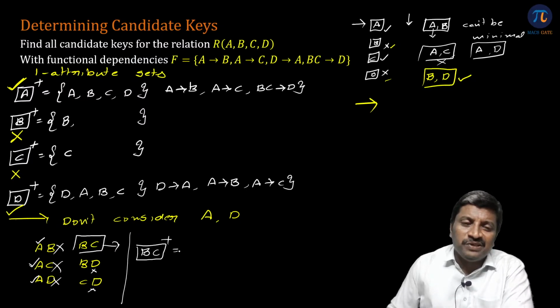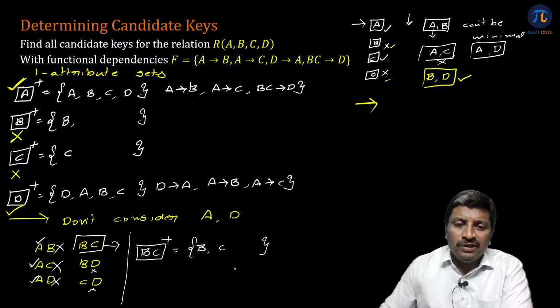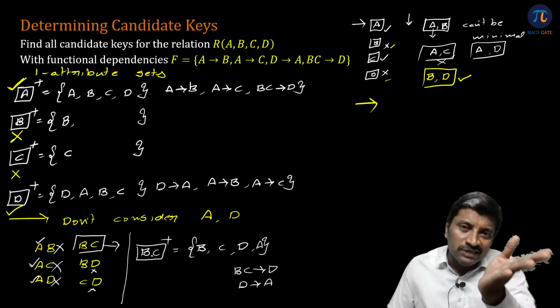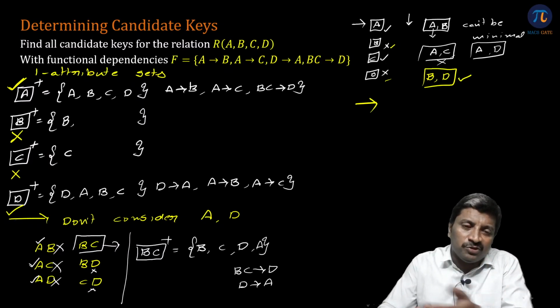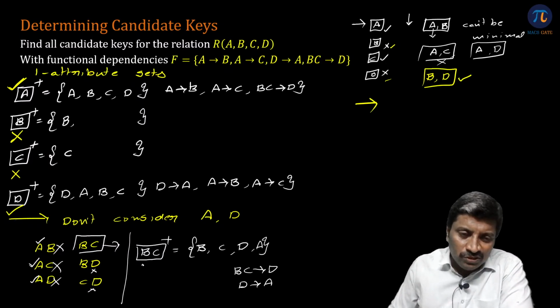What is the closure of BC? B comma C I can get. Anything else? Yes, of course. With BC I can get D. Then with D I can get A. So we got all attributes. So B is not a candidate key, C is not a candidate key, but if we combine them, it is becoming a key. So this is an example of a candidate key.